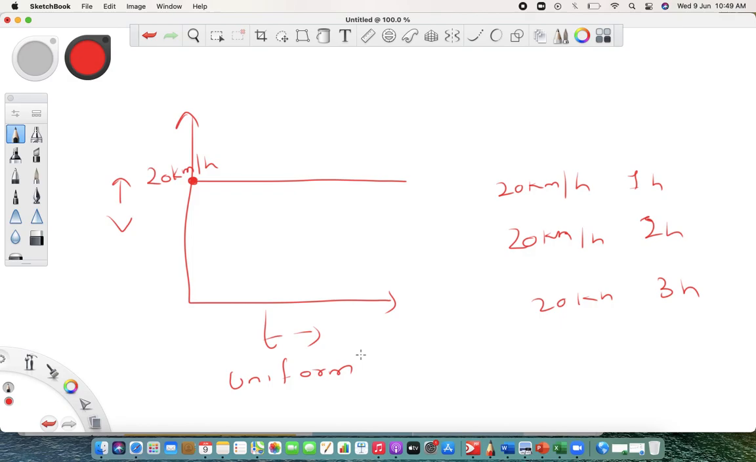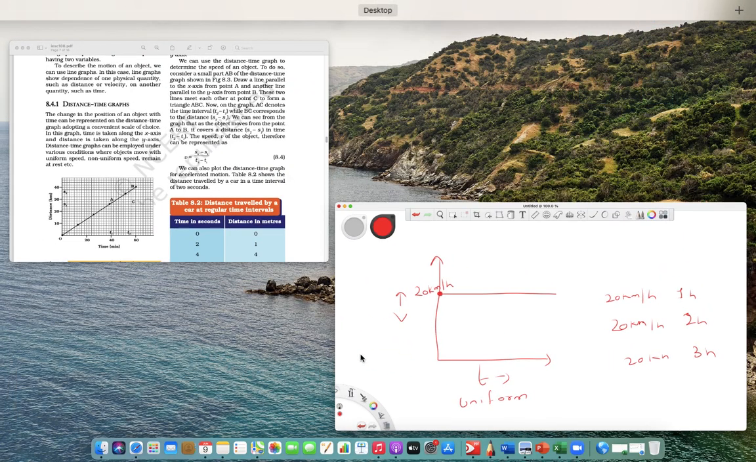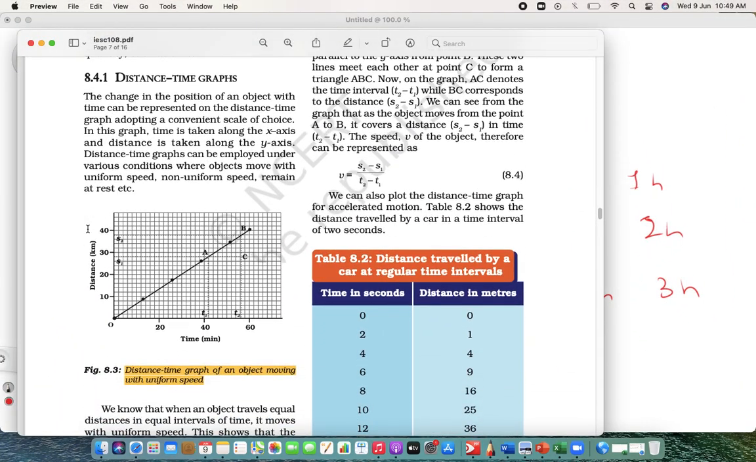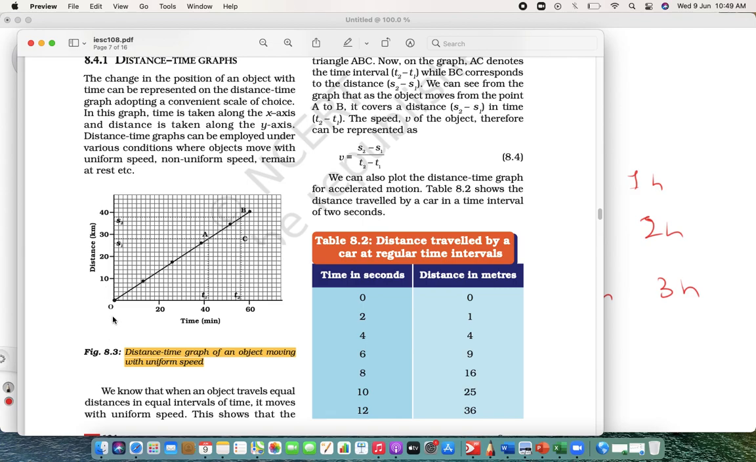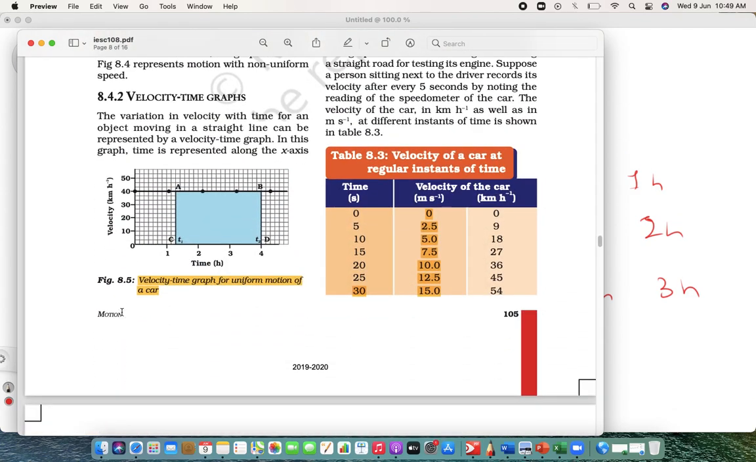Clear everyone? So this is uniform, right? Let me show you this one. So this is a distance versus time graph. Here is a velocity versus time graph. A velocity versus time graph like this is a uniform motion. So sometimes you might get confused between these two graphs. So don't panic. Just have a look properly and then try to see.